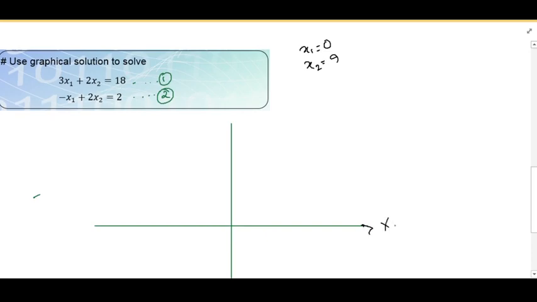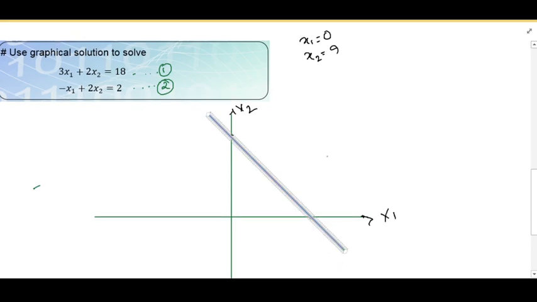This is x1, say, and this is x2. So x1 equals 0 and x2 equals 9, so this will be the point 0 comma 9. And for another solution, if we make x2 equal to 0, x1 will become 6. So the next point will be 6, 0. So tentative points are there. Using this, we can easily draw a straight line, as you can see.